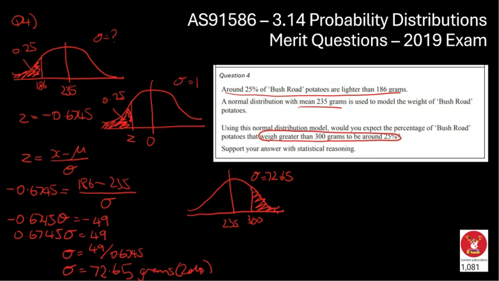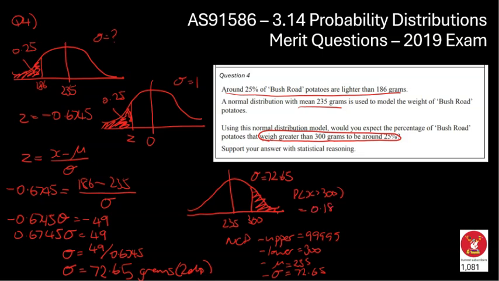So using my calculator, it's going to be the NCD mode. My upper is going to be the big 9s. My lower would have been the 300. So these are all the calculator inputs you need. My mean was equal to 235 and my standard deviation 72.65. So when you plug all of that into your calculator, you're going to get the probability that X is greater than 300. That's equal to 0.8155. Again, if you're not sure how to do this stuff on the calculator, let me know. I'll reply with a video.